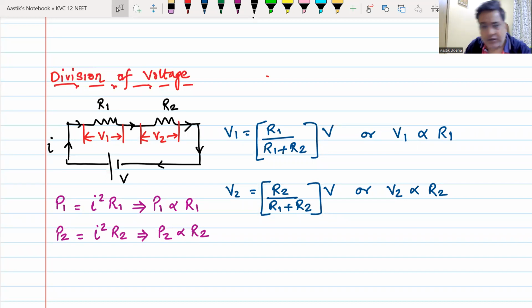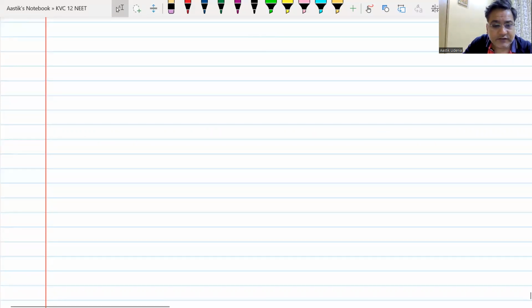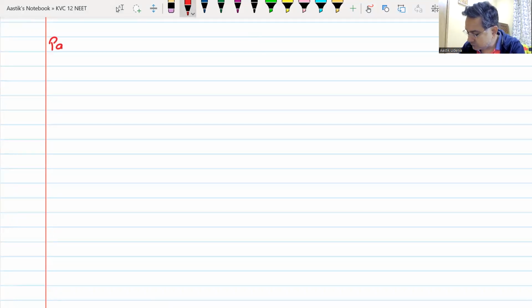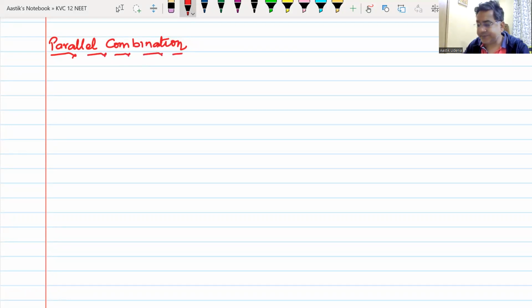Okay, to start off today's class, since we have done with the series combination, we will go ahead with the next one. And what is the next one? The next one is parallel combination of resistors. Parallel combination of resistors is the next heading. And what is parallel combination?